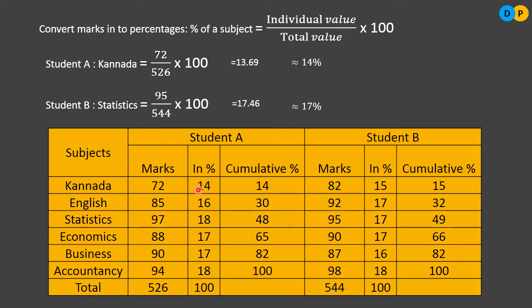Next, we will be adding one more column, that is cumulative percentage. Why do we need cumulative percentage? The reason is it will be easy for us to divide the entire length of the rectangular bar. Otherwise it will be difficult, because first we divide at 14%, next we have to divide at 16%. Instead, first you divide the rectangular bar at 14%, next at 30%, next 48%, which is an easy option. That's why we go with cumulative percentage. Same narration for student B as well.